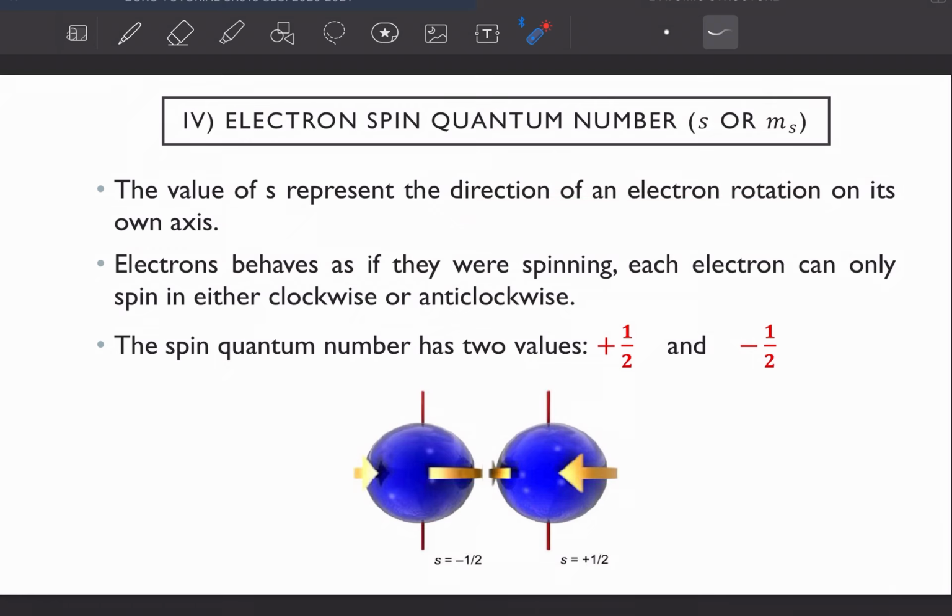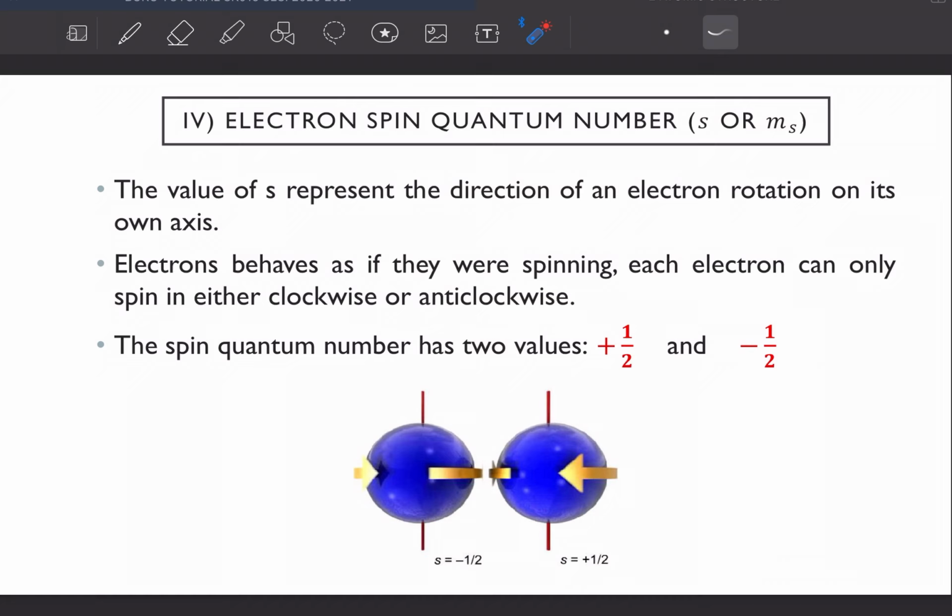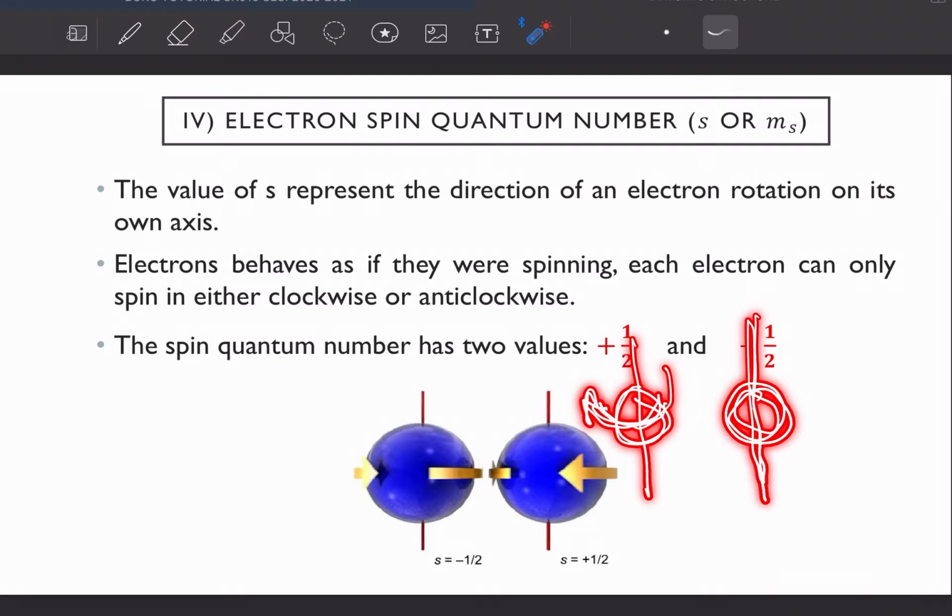So awak punya electron tu dia actually berpusing-pusing, terpusing-pusing. Okay, so each electron can only spin either clockwise or anti-clockwise. So you can only have 2 possible values for S quantum number, spin quantum number, just plus half or minus half. Okay, so let's say plus half ni adalah for clockwise lah, clockwise. Okay, let's say electron dalam S orbital, dia pusing clockwise. Okay, ini minus half is anti-clockwise. Ni awak punya electron dalam S orbital, tapi dia pusing anti-clockwise, ke arah yang opposite lah.